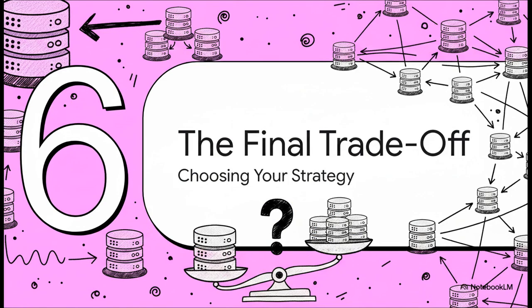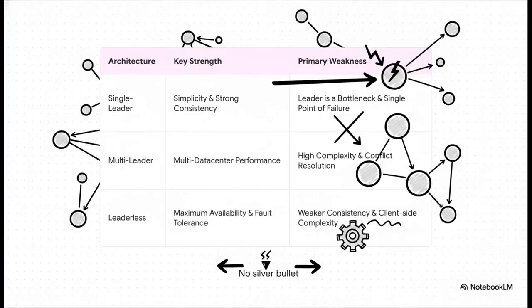Okay, we've gone on quite a journey here, from the simple single-leader model all the way to the chaos of leaderless designs. So, how on earth do you choose? Let's put them all side by side and see what we've got. This is really the whole game, right here. Single leader is simple, it's consistent, it's easy to reason about. But that leader is a bottleneck and a single point of failure.